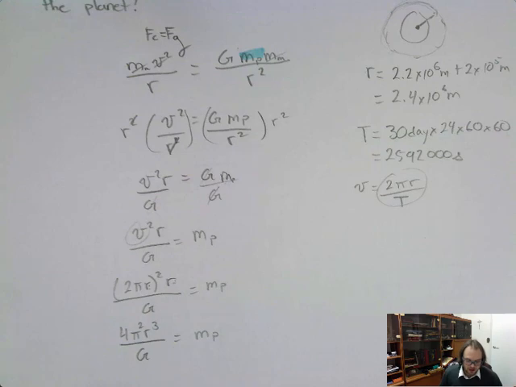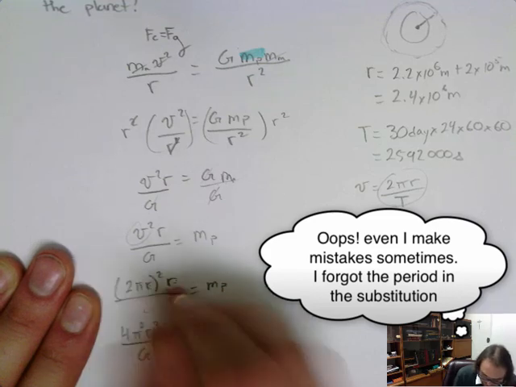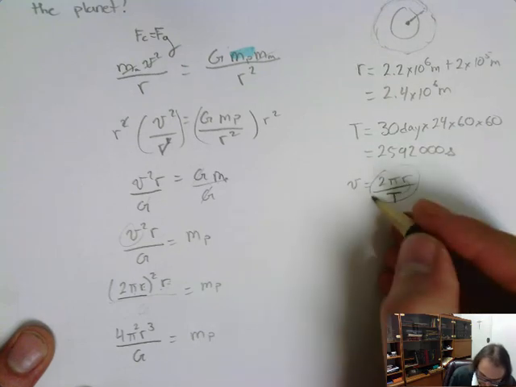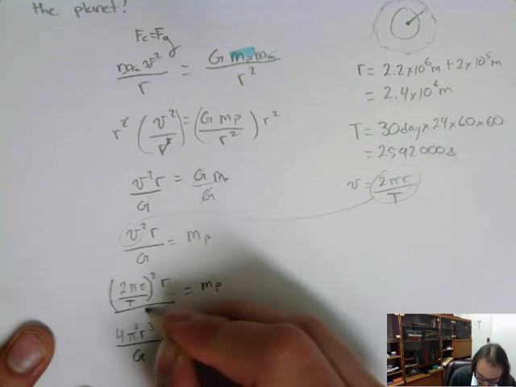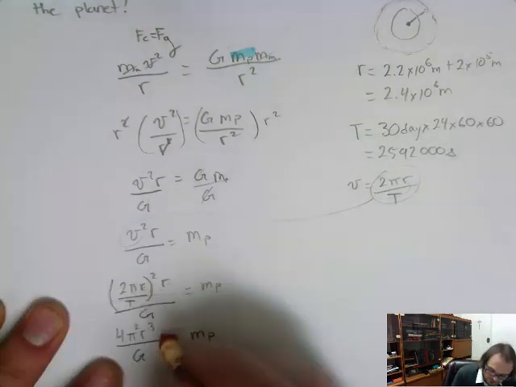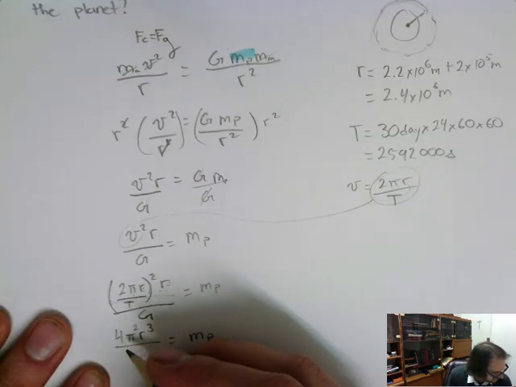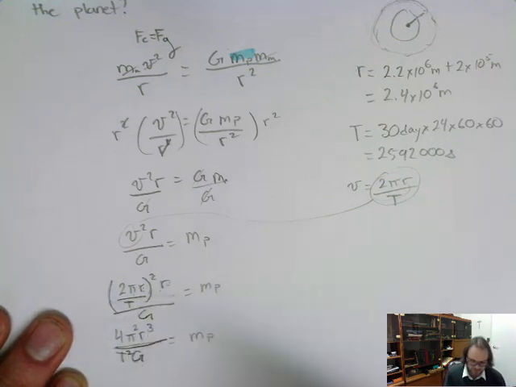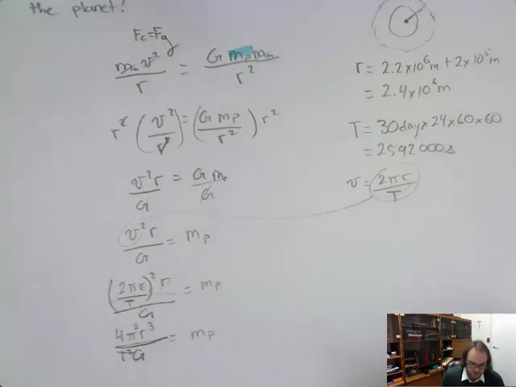Now looking at this, I missed something here. Sorry, I made a mistake. I forgot to divide by my period, T. I didn't substitute all of this in for v, so we divide by my period, and then we divide by my gravitational constant. So we're also going to have my period squared, because the squaring has to be with the period as well. Okay? So now we have all of this is equal to my mass of the planet.